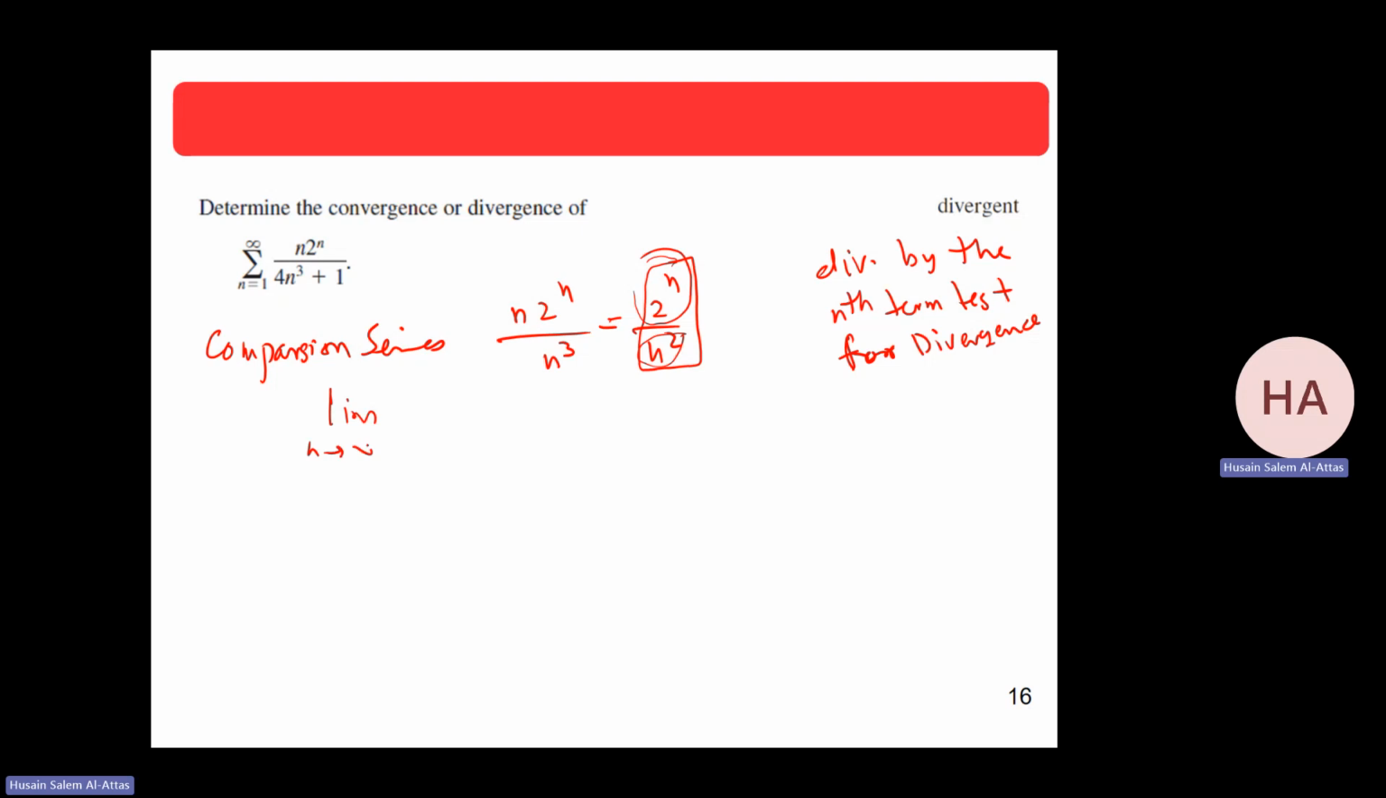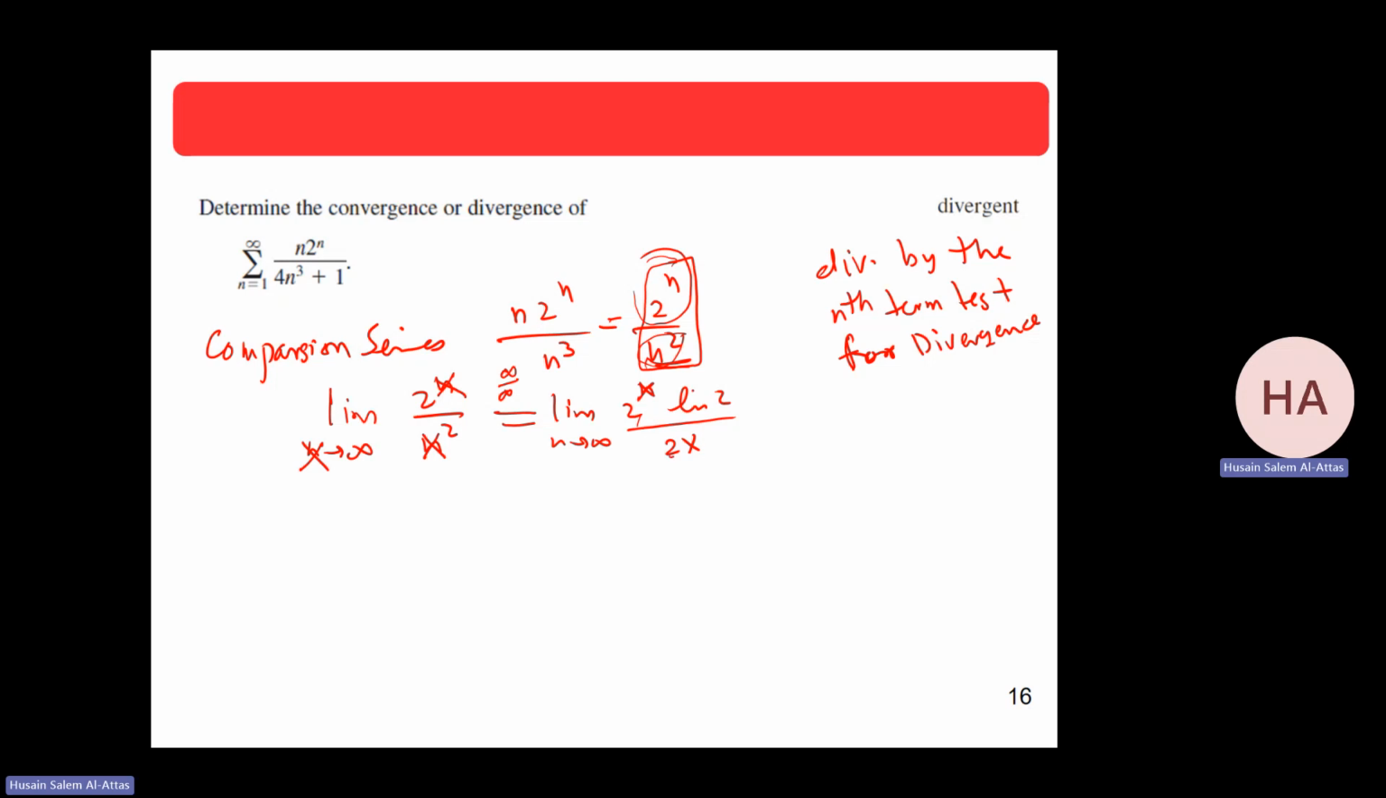The limit as n goes to infinity of 2 to the power n over n squared. I need to check this series. Now, if I do just the limit, I have 2 to the power infinity, which is infinity, over infinity squared, which is infinity. So I have infinity over infinity, which means I need L'Hopital's rule. Do it, what will you get? 2 to the power n ln 2. Make it x. 2 to the power x ln 2 over 2x. Substitute, you have infinity times ln 2, which is infinity.